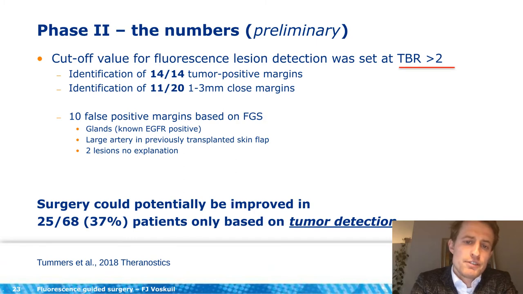We saw one false positive in a previously transplanted skin flap, which turned out to be the large artery feeding the transplant. And we saw 2 lesions, which we can't really explain. It might be that it were tissue optical properties or some scattering or reflection. We don't know. So these numbers then are again very preliminary, but we can say, I believe, that we could potentially improve the surgery in 30% of the patients, only based on this tumor detection using fluorescence guided surgery. So I think that is a huge amount of patients which might benefit from fluorescence guided surgery.